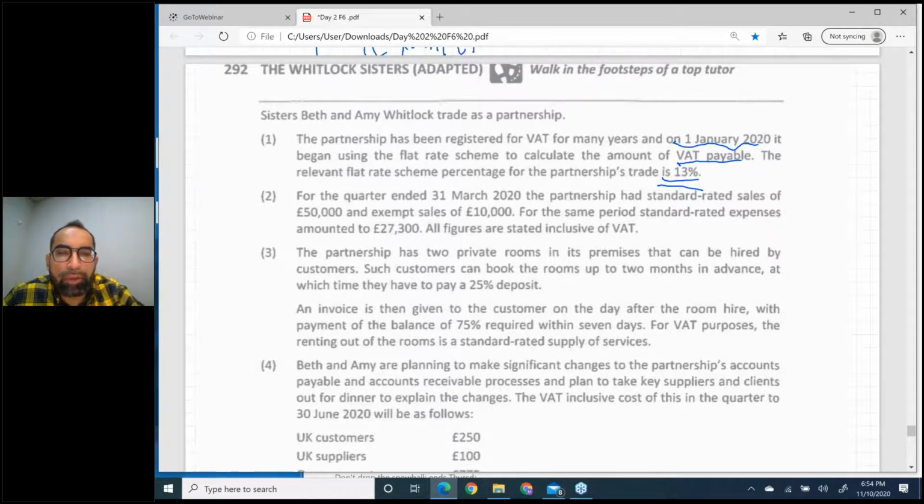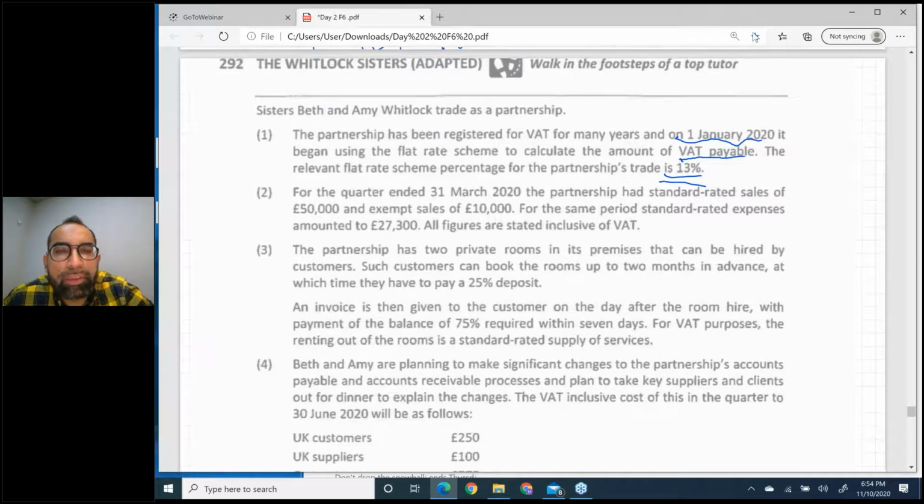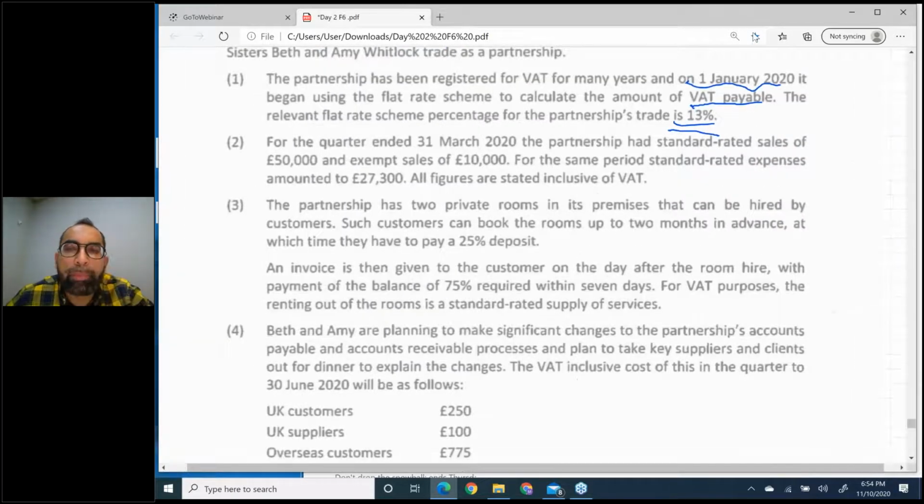Now, for the quarter ended 31st March 2020, the partnership had standard rated sales of 50,000 and exempt sales of 10,000. You think 50 plus 10, the total sales is 60. That means if I'm going to work for flat rate scheme, I have to use total sales.